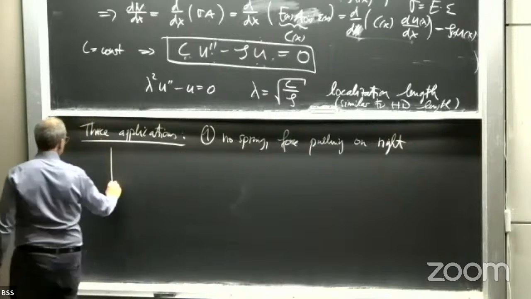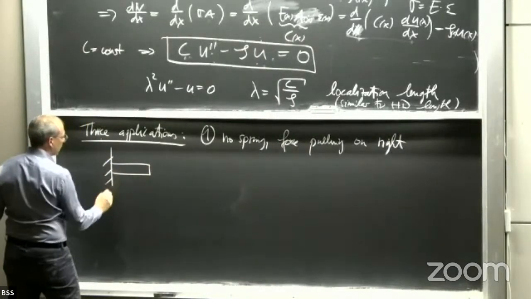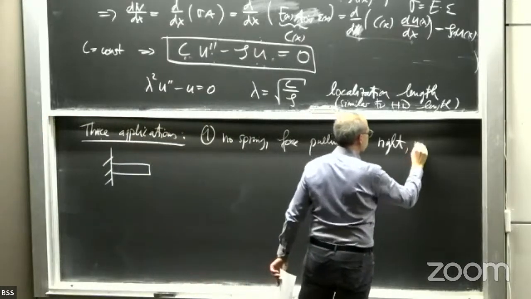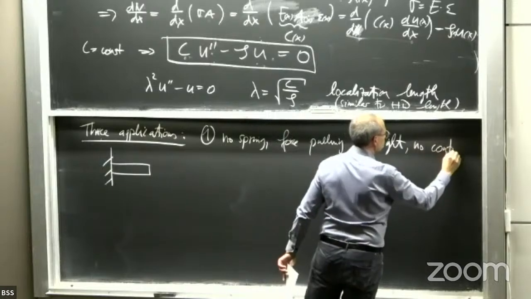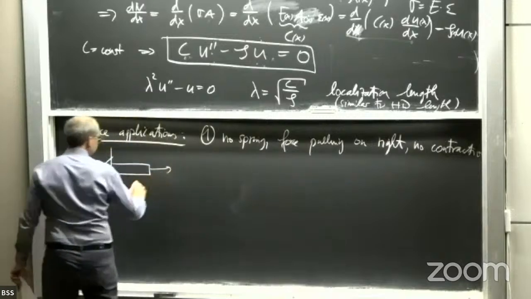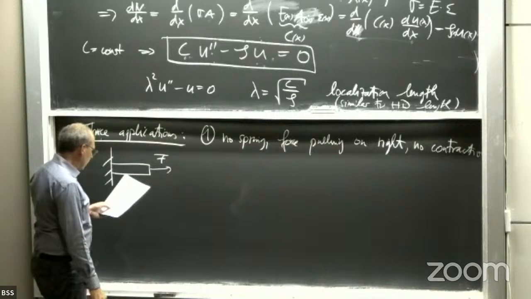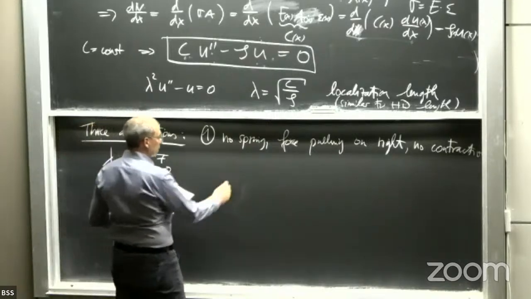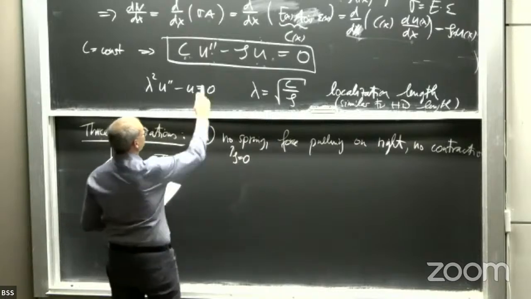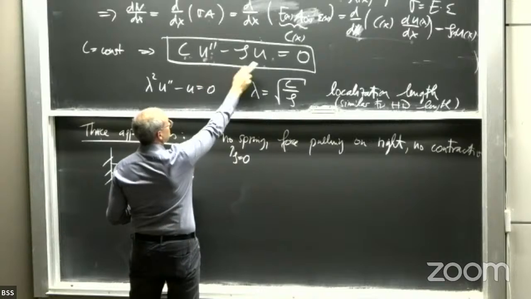Okay, so what I think about is I have a sort of wall to the left. I have a bar, no contraction, no spring, force pulling on the right, no contraction because I'm pulling from the outside, okay? And I'm pulling with the force F, that's all. So this means no springs, rho equals 0, right? So I only have the Laplace operator, the second derivative, equals 0.